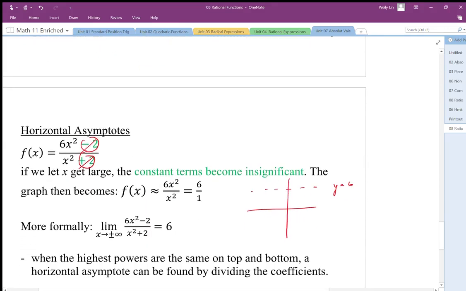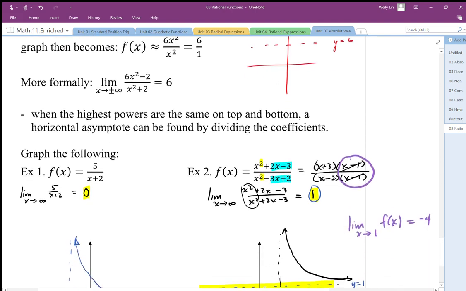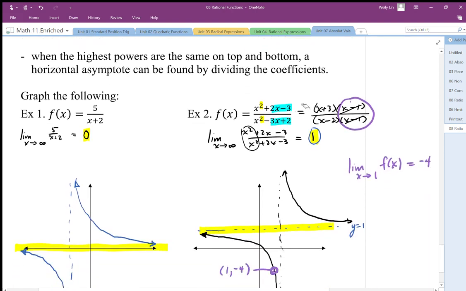End behavior is the horizontal asymptote. So as x gets really, really big, what's happening to y? The y value approaches some value horizontally. If the powers are equal, we just take the ratio of those coefficients. If the bottom is bigger, it's just going to tend to 0.